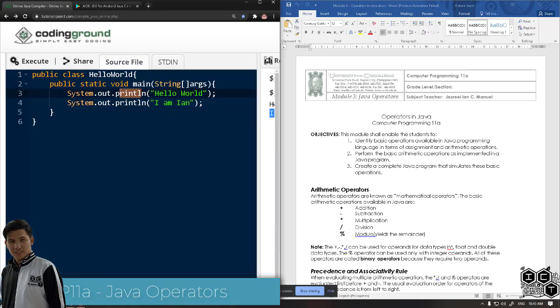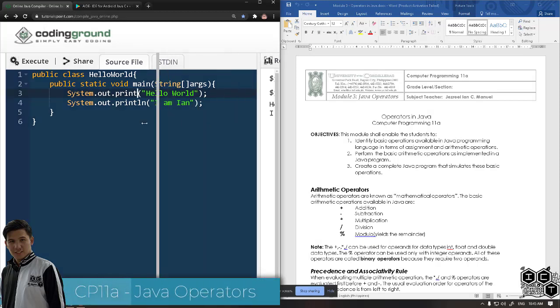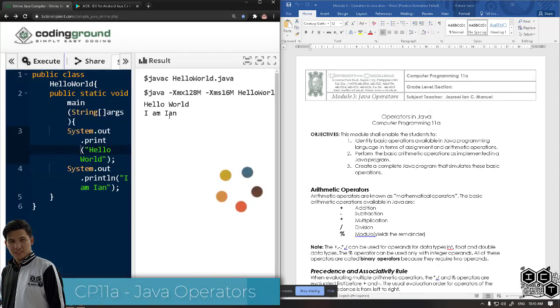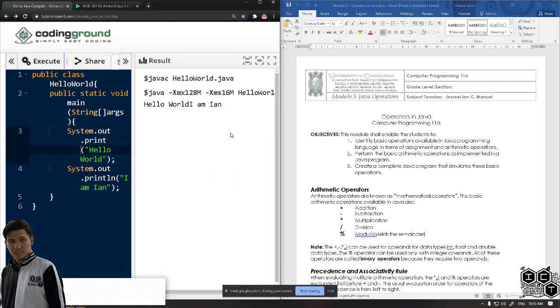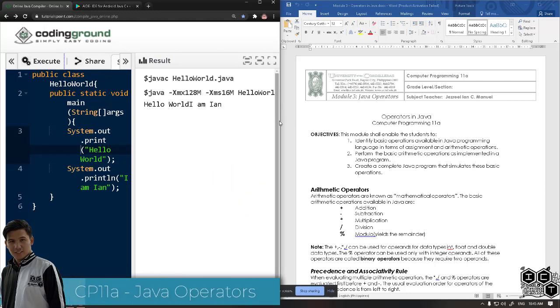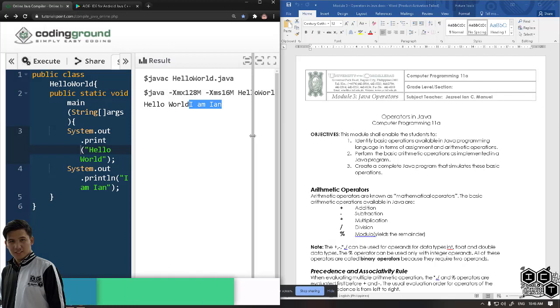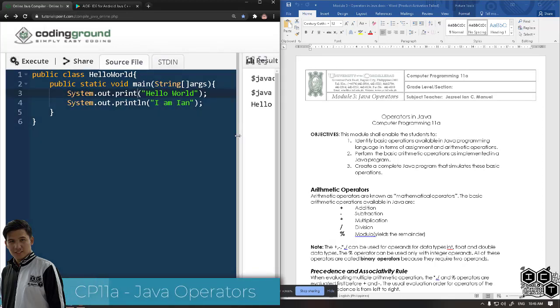Now, if I will remove the next line here and just simply change that into print, let's see the difference. Yan. Diba? Magkadugtong lang siya. Hello world. Imbes na mag-next line tong I am Ian, dumugtong lang siya dito. Correct? So, that is what we called the print line method. So, I hope na nabasa nyo naman yan siguro sa module natin.